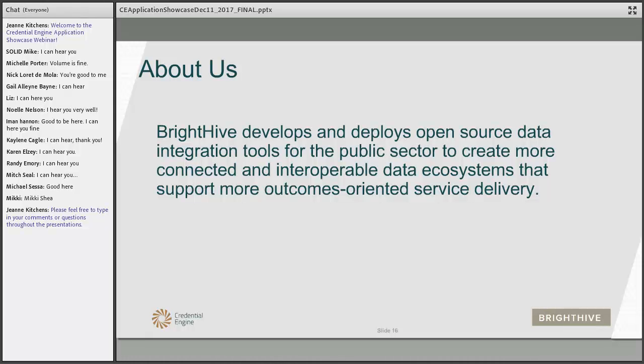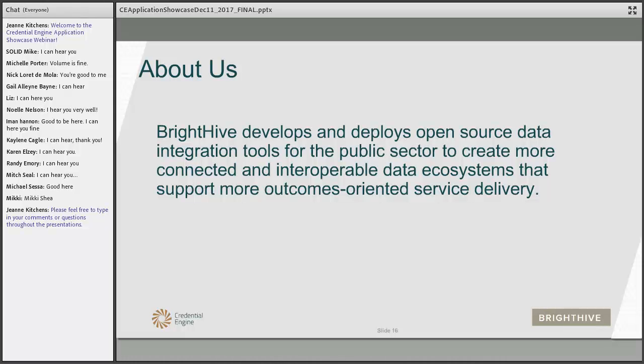Thanks so much, Jeannie. So we're super excited to be able to present today because we're super fans of Credential Engine, and that's because at Bright Hive, what we do is we develop and deploy open source data integration tools. This is going to put everyone to sleep, but hopefully the rest of the presentations will wake you back up.